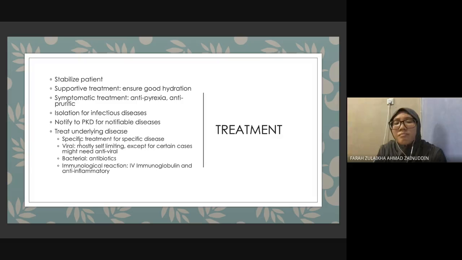If it's viral exanthemata, usually most of them are self-limiting except for certain cases that might need antivirals. And then for bacteria, need to give antibiotics. If it's an immunological reaction, such as ITP, for example, it might need IV immunoglobulin and anti-inflammatory. So we treat according to the cause.